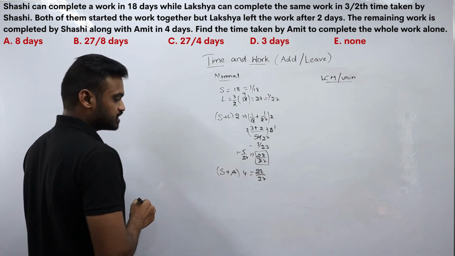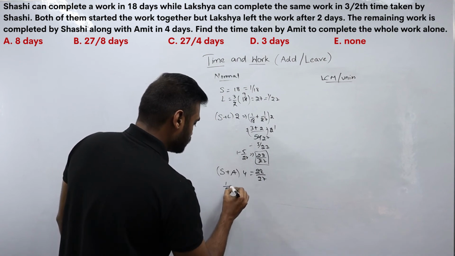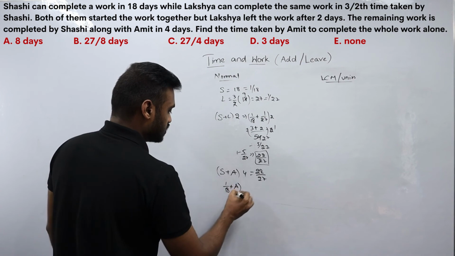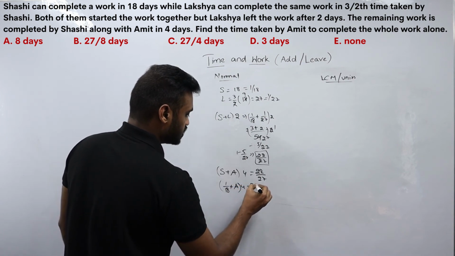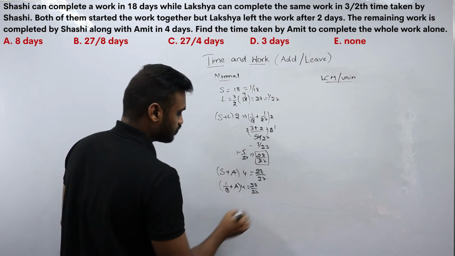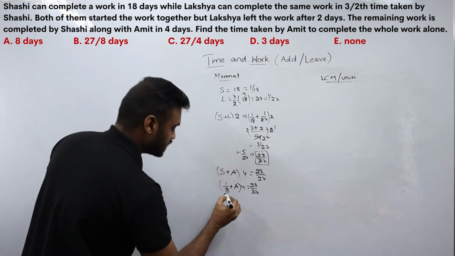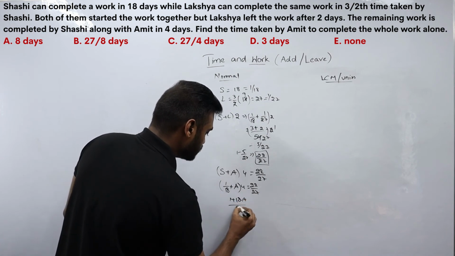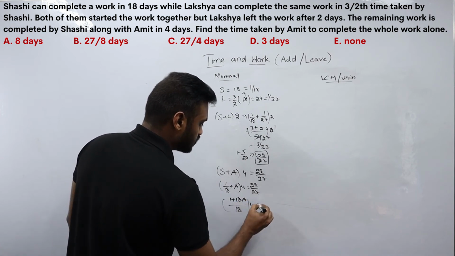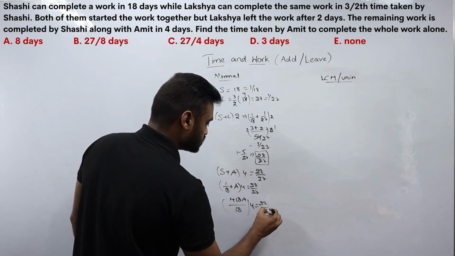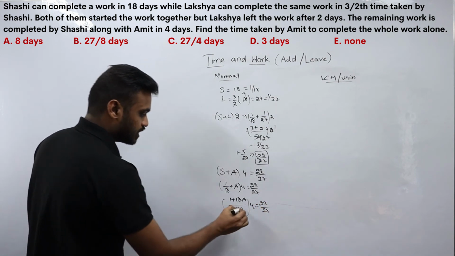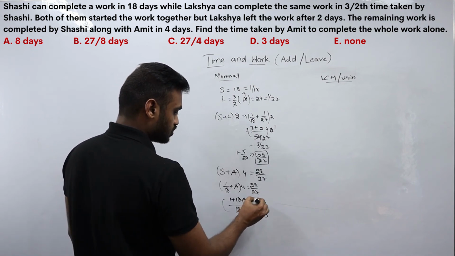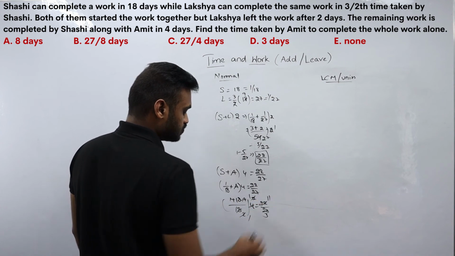So Shashi's efficiency or 1 day's work is 1/18 plus, we don't know what is Amit's efficiency, so I am keeping Amit as a, into 4 equal to 22/27. So the LCM will be 18. So (1 plus 18a) by 18 into 4 equal to 22/27. If I cancel this, I will get 9 2s 18 and 9 3s 27. So 2 1s 2, 2 2s 4, and 2 11s 22.